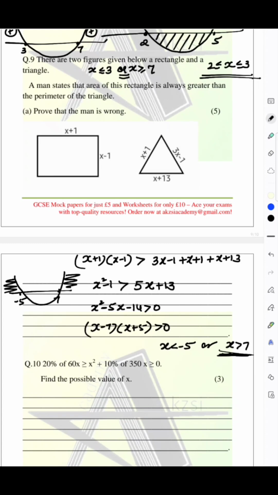Even you can put the value and see. Let me put the value 6 here, which is less than 7, right? And we are talking about x should be greater than 7. So if I put 6, it will give me 7 as the length and 5 as the width, and area will be 35. When I put x as 6 here, this length will become 7, this will become 17, and this will become 19. And clearly if I add this up, 17 plus 19 plus 7 is going to be greater than 35. So yes, the man was wrong basically.